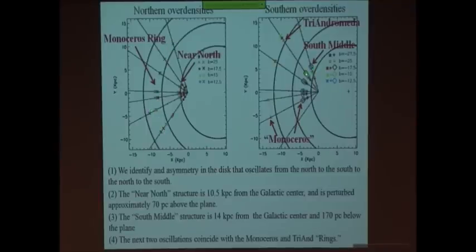So here's the north near, the south middle gets a little bit farther away as we go to quadrant from 2 to 3. Monoceros Ring a little bit farther away as you go this direction. Triandromeda a little bit farther away as you go this direction. So they're sort of rings centered around the center of the Milky Way, but they open out slightly as you go into quadrant 3.